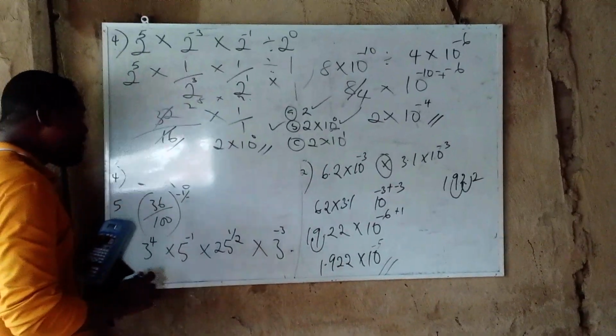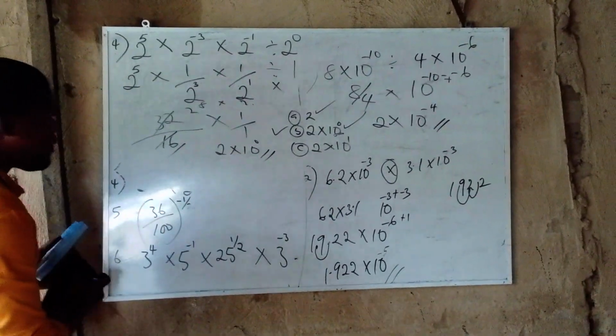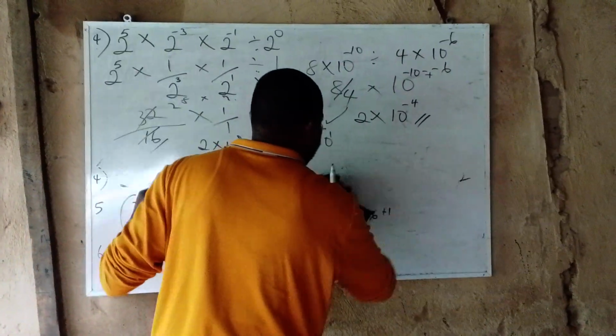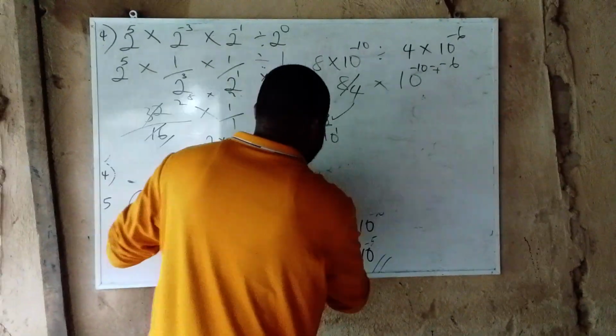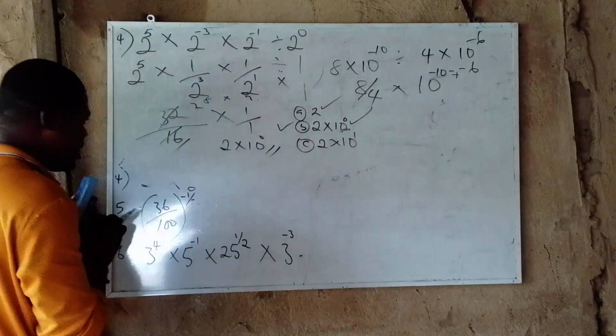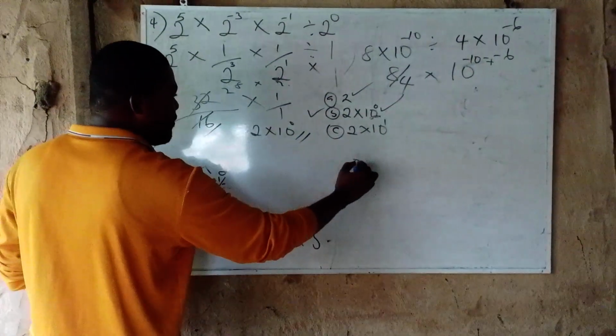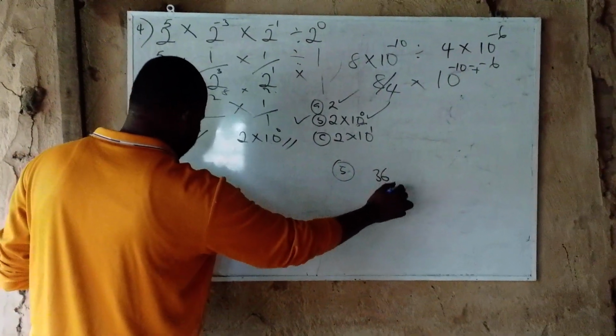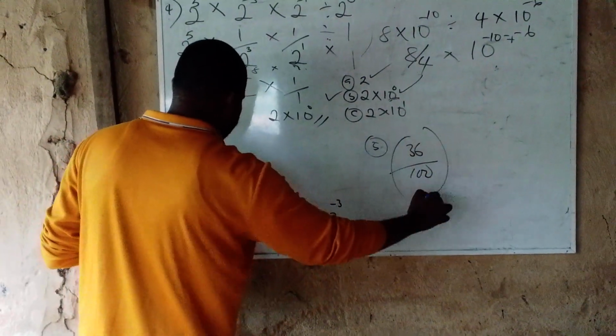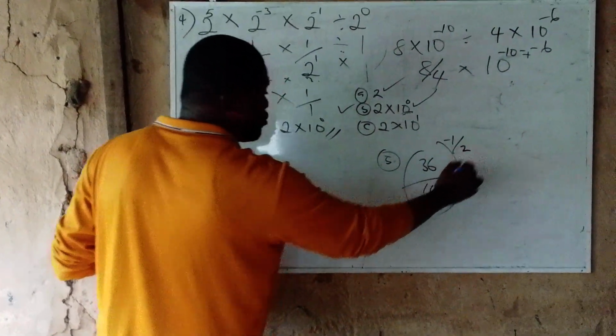Look at why JAMB is very, very beautiful and very, very fine for us to admire. So now that is the other one I have here. That is the next question, number 5. Number 5 states that 36 over 100 all to the power of minus 1 over 2.